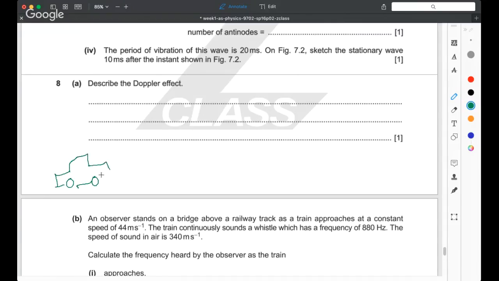So when the car is static, there's no movement. The frequency is the same from the car to the observer. But the frequency is different when the emitter is in movement either towards or away from the receptor. So the frequency goes up or goes down according to whether it's coming towards you or away.